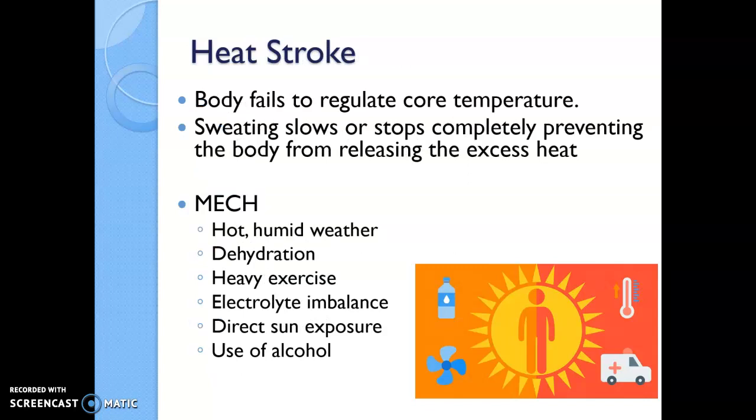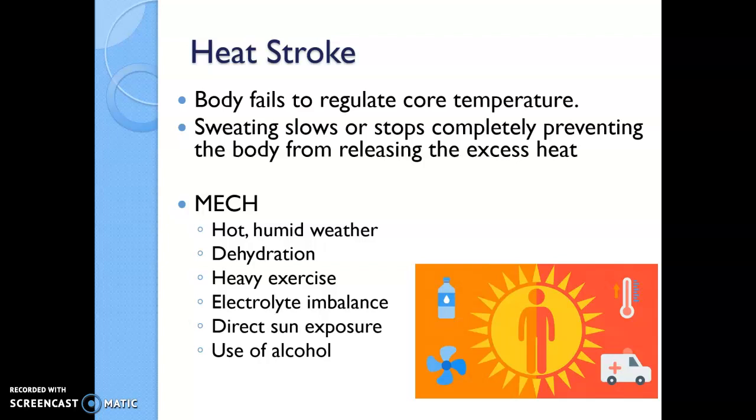Okay, heat stroke is our most severe type of heat illness. All of those other illnesses that we have talked about can eventually end up as heat stroke, but our goal is to be able to recognize the signs and symptoms and catch them early enough so that we can help prevent heat stroke. So this is when your body now starts to fail to regulate your core temperature. So it's not just your face and skin that feels hot and flushed, your actual internal core temperature is starting to rise and it's not stopping. So this is when your sweating actually slows or stops completely, and that's going to prevent the body from being able to release excess heat, which in turn makes it get even warmer.